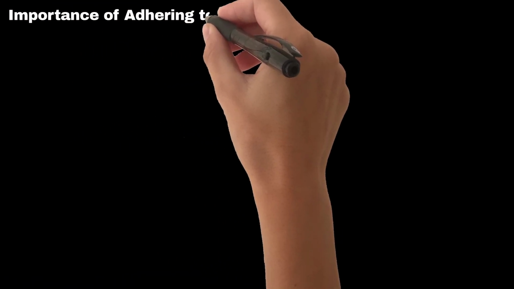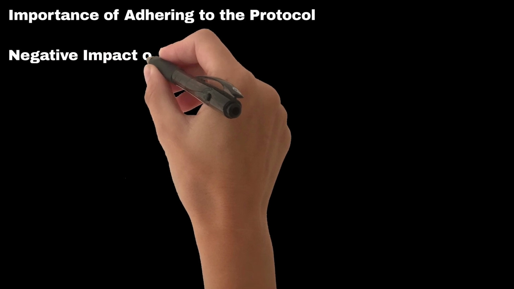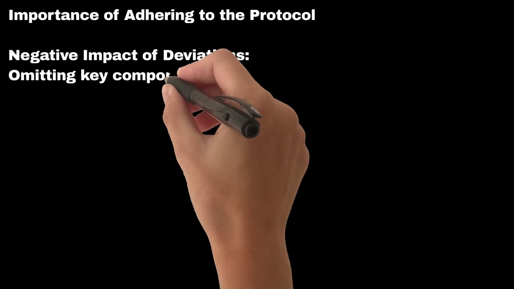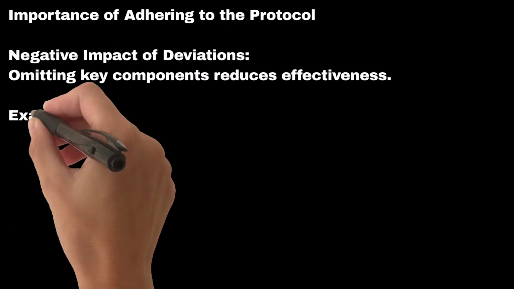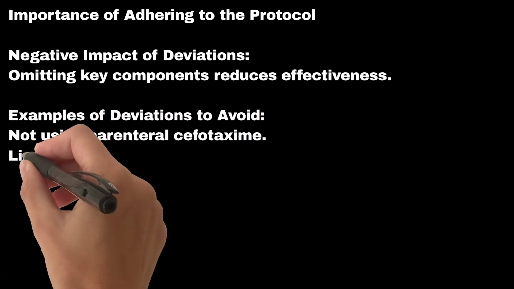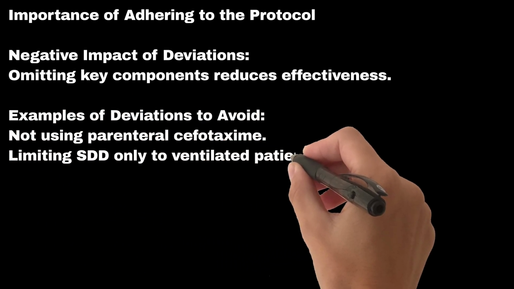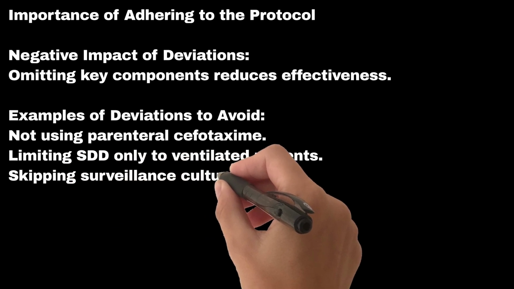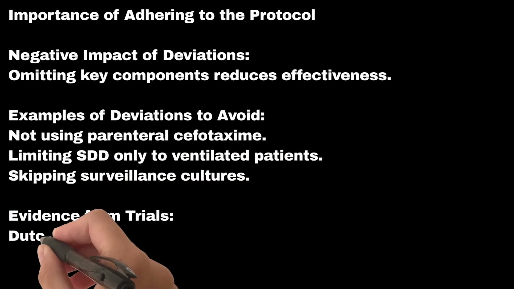Importance of adhering to the protocol. Negative impact of deviations: omitting key components reduces effectiveness. Examples of deviations to avoid: not using parenteral cefotaxime, limiting SDD only to ventilated patients, and skipping surveillance cultures.